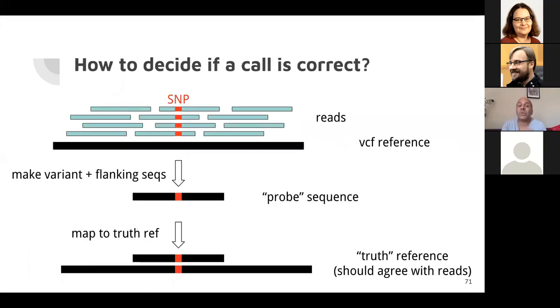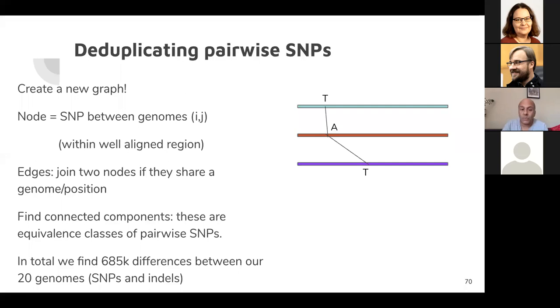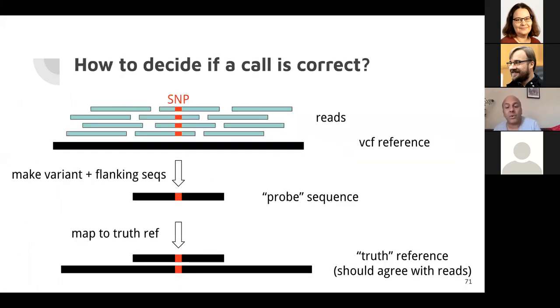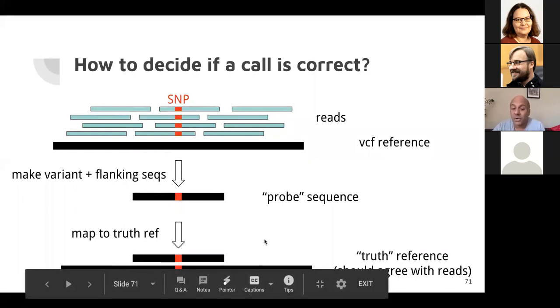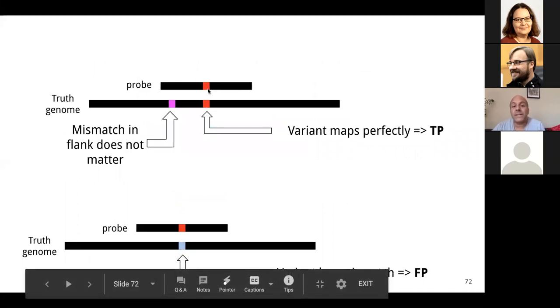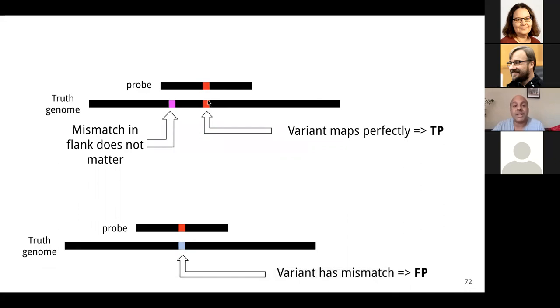And how do we decide if a call is correct? So what I've done there is I found the true differences between the SNPs. Now I've got a VCF of calls from Pandora or SAMtools or whatever. How do I decide if it's right? Well, here's the VCF reference, and here's the SNP that the caller has found. We can make a probe out of the SNP, allele, and flanking sequence, and we can map it to the truth ref because we've got high quality assemblies for the samples. Having done that, we can look, and if the variant is there and it matches, then that's great.